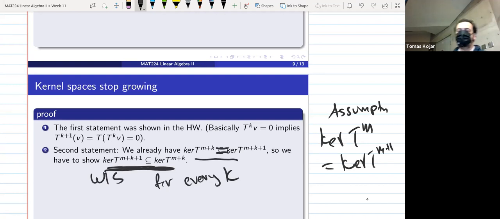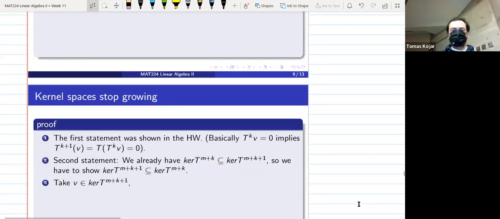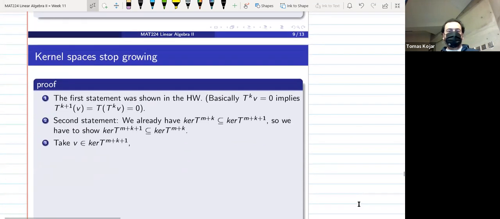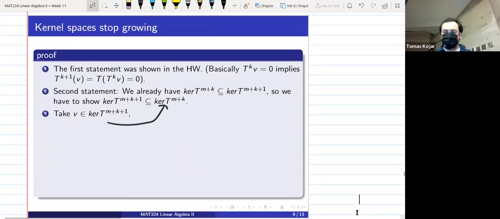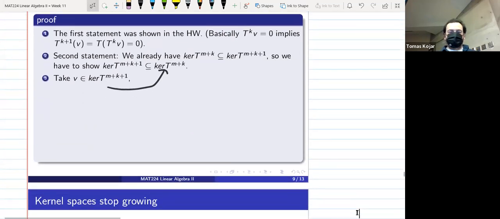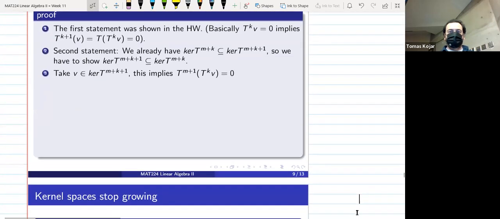Yeah, we have it for k equals zero. We want to show it for every k bigger than one. Let's do it. So you take V in the kernel of T^(m+k+1), and you want to show that it belongs to this guy. That's the definition.